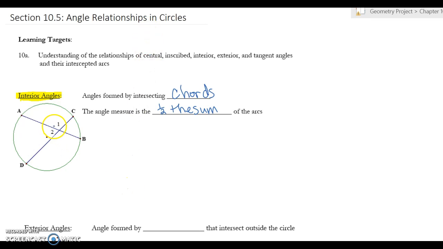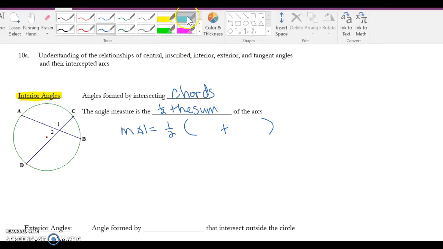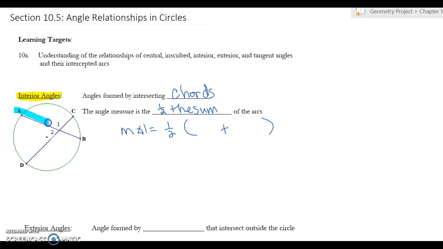So we're going to do one for angle 1 and angle 2. So the measure of angle 1, the angle equals 1/2, and then it's going to be the sum of the two arcs made by angle 1. The best way to see this is here's angle 1, and angle 1 makes this arc, so AC, but then it's vertical, and so it also makes this arc, which is DB. So the angle equals half of the arcs, and you add that up.